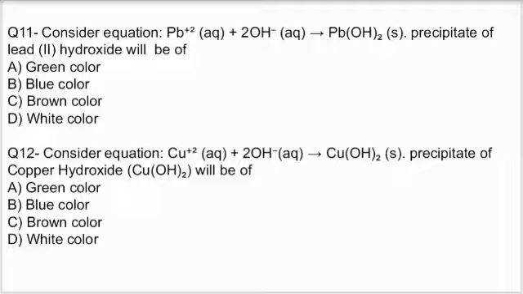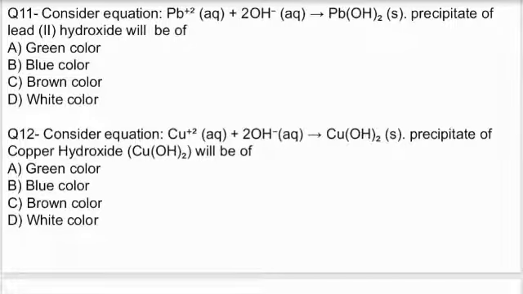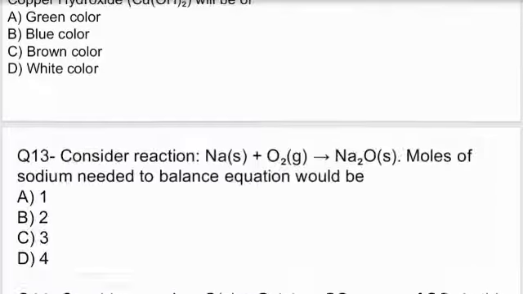Next question. Consider equation Cu²⁺ aqueous plus 2OH⁻ aqueous gives Cu(OH)₂ solid. Precipitate of copper hydroxide, that is Cu(OH)₂, will be of. Options are green color, blue color, brown color, and white color. The correct option is B, blue color.